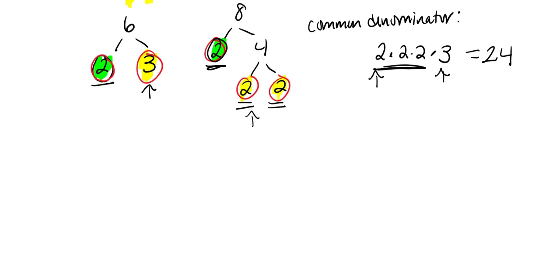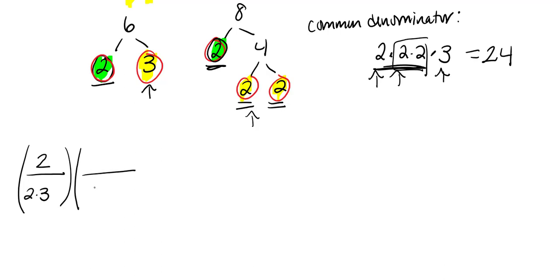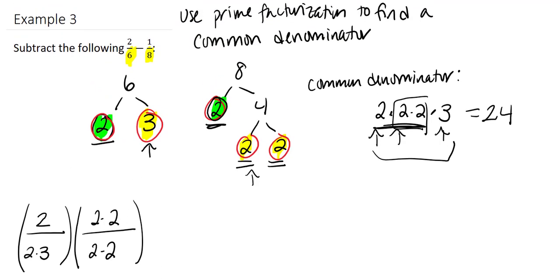So we have 2 over 6. Well, instead of writing 6, we're going to write it as 2 times 3, and we're just going to enclose this with parentheses. Well, now we need to multiply it by the missing factors, or prime numbers, which are going to be these 2 2's, right? So it's missing 2 times 2, because you want to have these 4 numbers now to make up 24. Now, whatever we do to the bottom, we have to do to the top, because we just want to change the numbers, not the value. So now we have the first fraction set up.